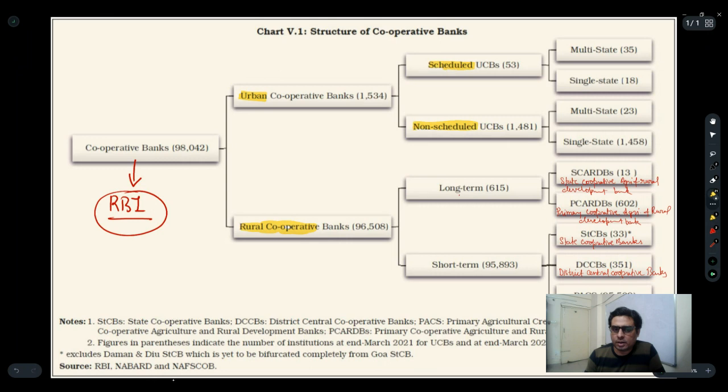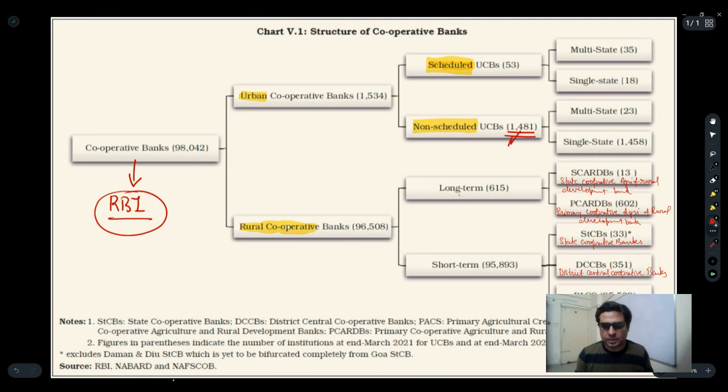Means if you are not in the second schedule of RBI, then you are non-scheduled, and otherwise you are a scheduled bank. And you can see that the number of non-scheduled banks is huge, right? They are huge in number, and they do not want to be put under such very high regulations of the RBI, right?